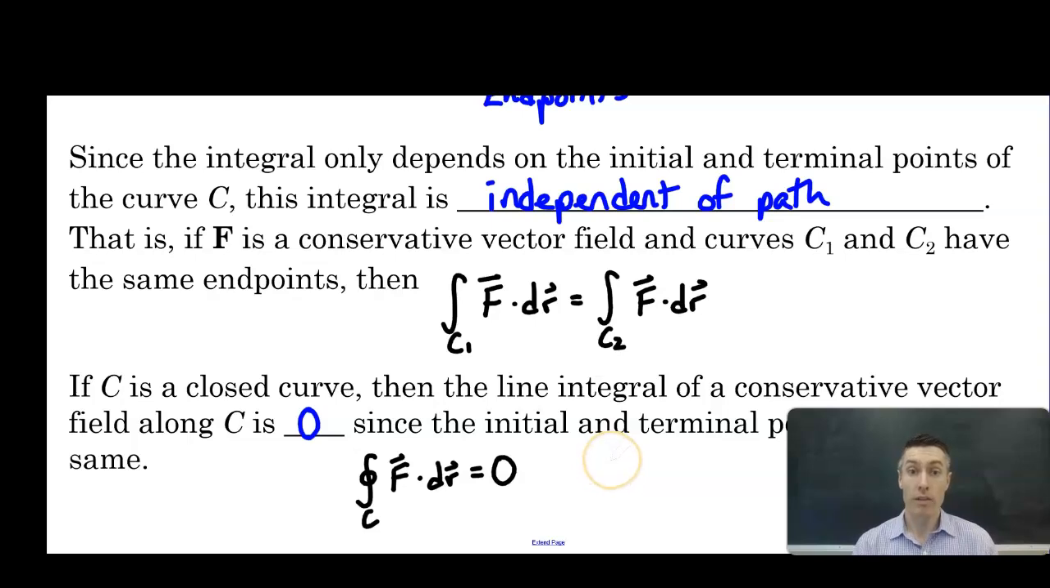So all three of these are equivalent. If a vector field is conservative, if a line integral is independent of path, or if the line integral along a closed curve is always 0, or any closed curve is 0 in a vector field, they're all interchangeable. Okay, they all mean that we have a conservative vector field and we're dealing with the fundamental theorem of line integrals.